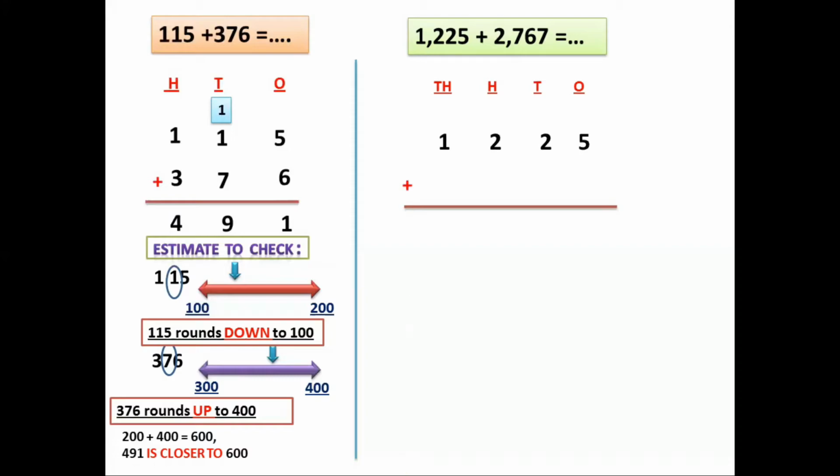And the next number, which is 2,767, we find that digit 7 is in ones place. So we will write number 7 in ones. Digit 6 is in tens place. So we will write number 6 in tens, as you can see right here. Number 7 is in hundreds place. So we will write number 7 in hundreds. And the last digit, which is 2, is in thousands place. So we will write number 2 in thousands.